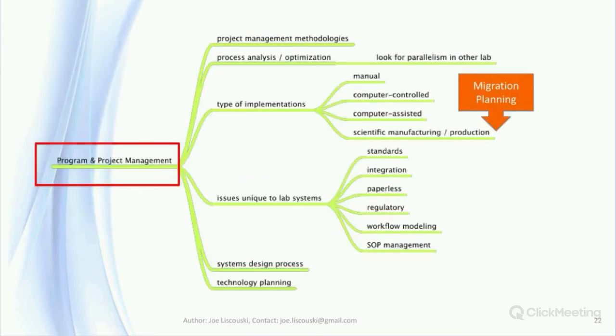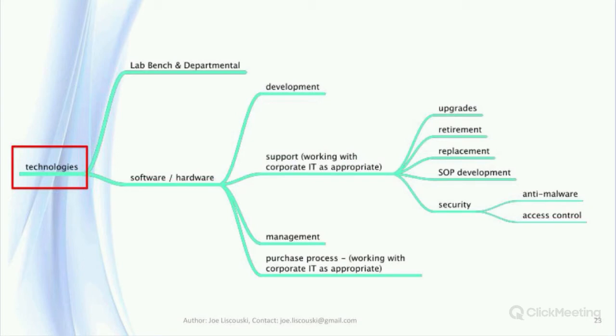This map is deceptively simple. The material under Lab Bench and Departmental Technologies includes what we've been talking about in the previous 4 sessions and those that will follow. The items I want to stress here are the software and hardware issues, and there's one point that needs to be made. Laboratory automation engineers are not a replacement for corporate IT departments.